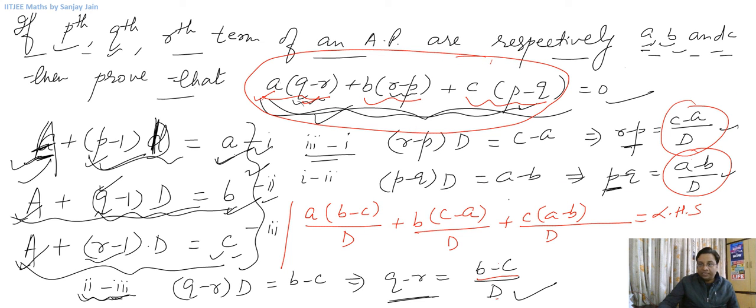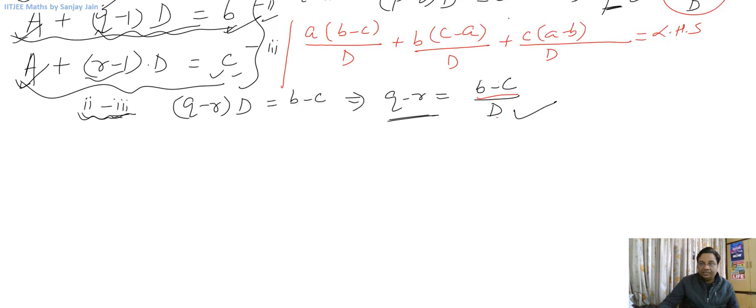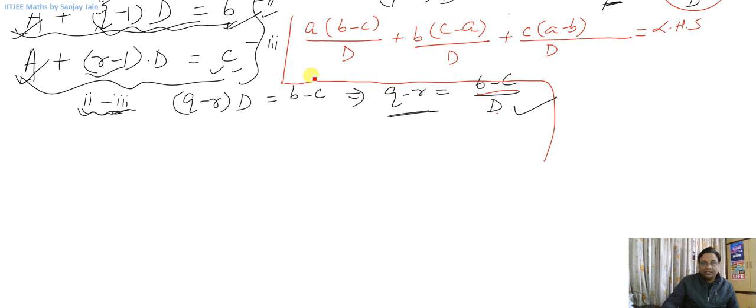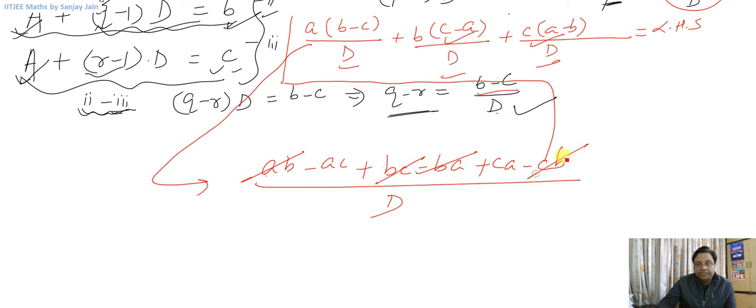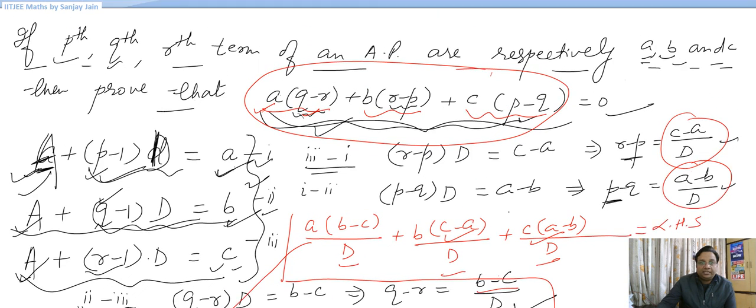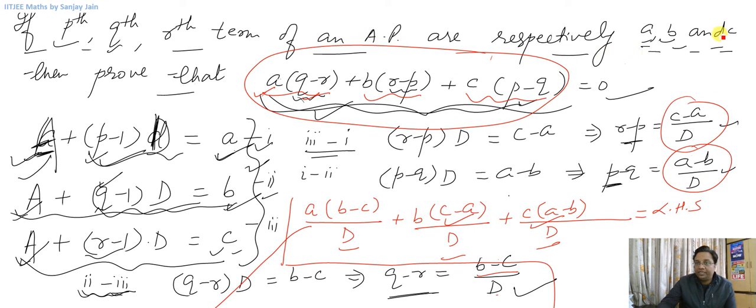right? Some of the students might have observed by now that the numerators are in a cyclic pattern and everything will get cancelled in the numerator. Now this left hand side can again be written as AB minus AC, because D is the denominator, common denominator. So let me write it as my LCM. Okay, so AB minus AC plus BC minus BA plus CA minus CB. AB, BC, CA, CA. These will get cancelled, so the numerator becomes 0, and it is 0, which is the required right hand side. So I have just proved that if pth, qth, and rth term of an AP are respectively a, b, and c, then this expression is equal to 0.